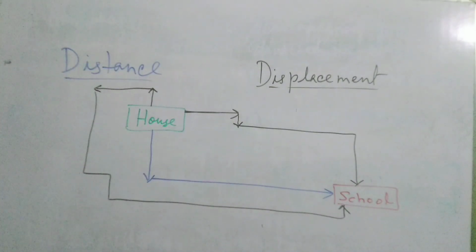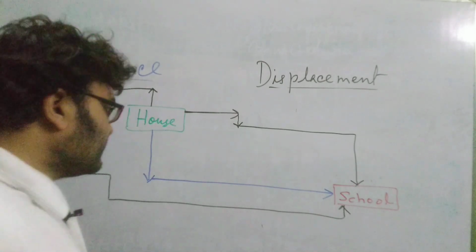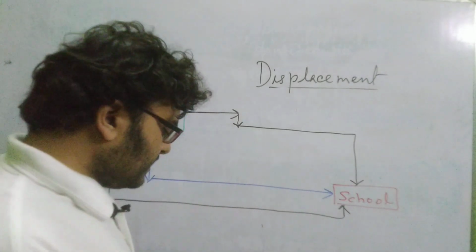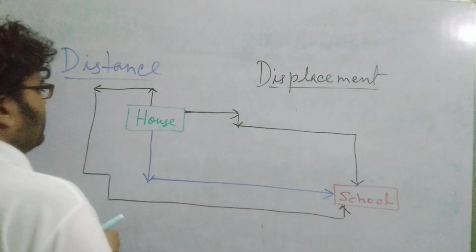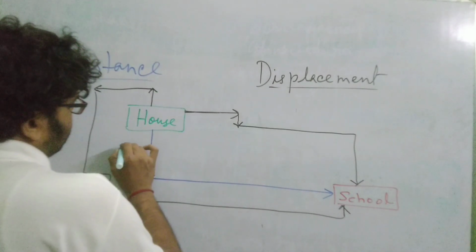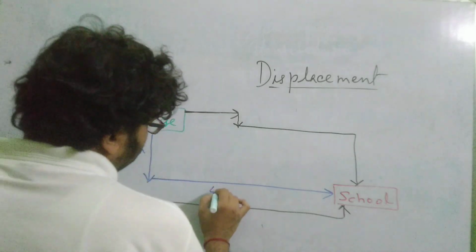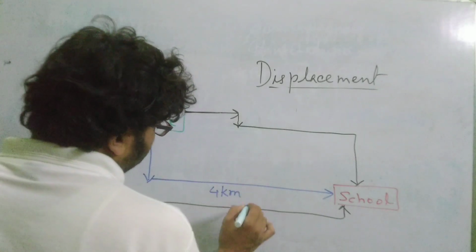Now, what happens when you are actually following these roads? You are actually traveling these distances, isn't it? Say this distance is: first you go 3 kilometers to the south, then 4 kilometers to the east, and you reach school.